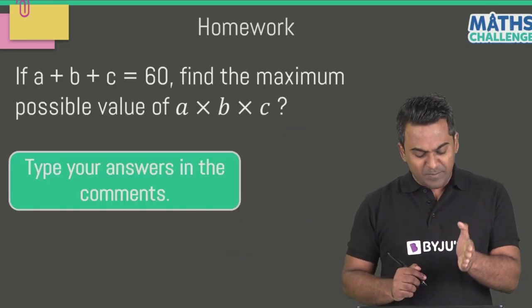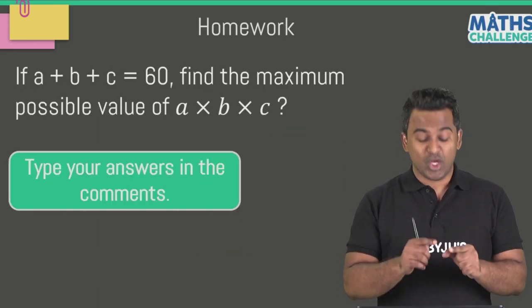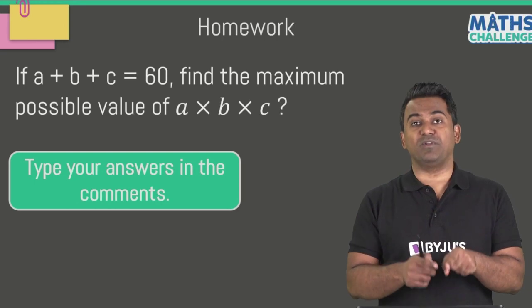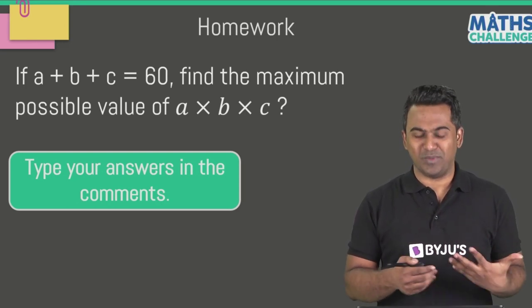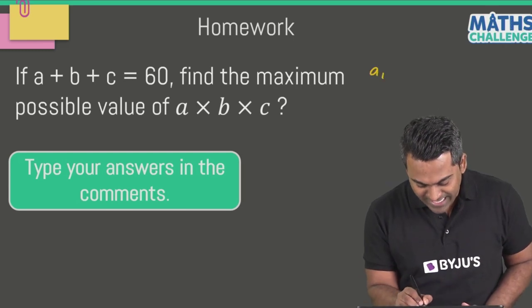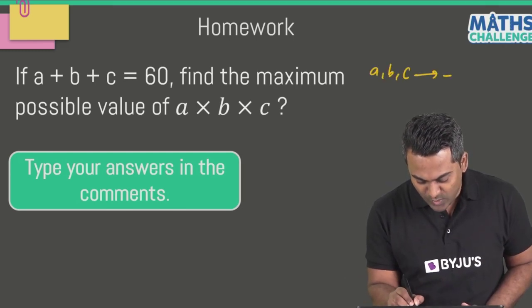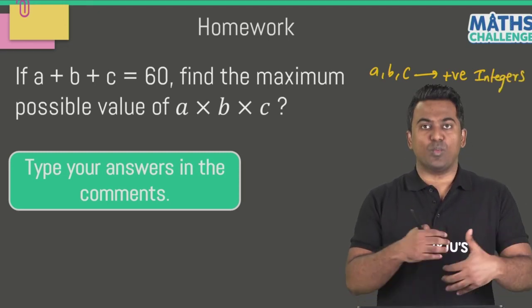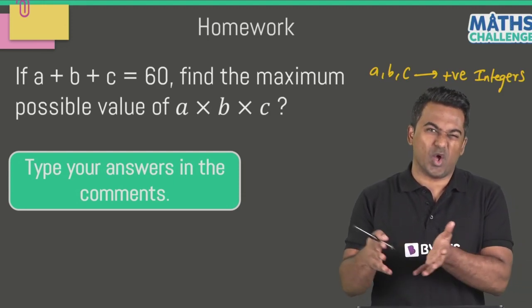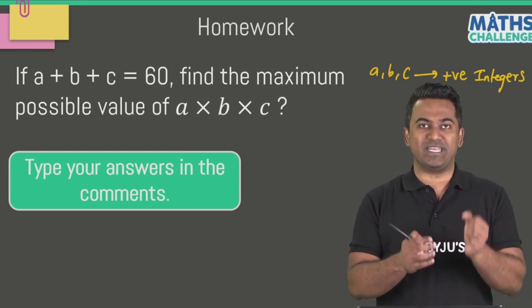Now, if a plus b plus c is equal to 60, you have got to figure out the maximum possible value of a multiplied with b multiplied with c. And I'm going to make your job a little simpler by also telling you that a, b, and c can only be positive integers. When I say positive integers, I mean what values? 1, 2, 3, 4, 5, on and on and on. So these are the only values that a, b, and c can take.